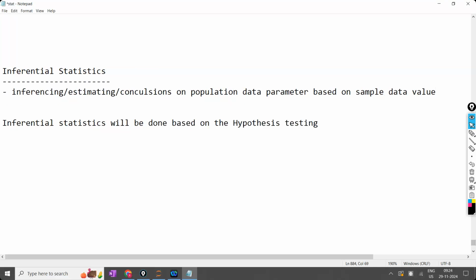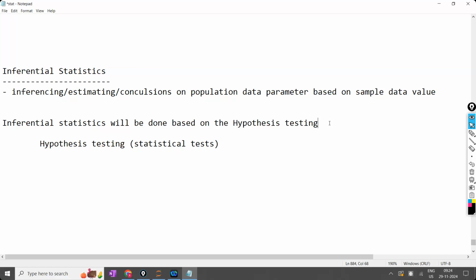Hypothesis testing is also called a statistical test. Hypothesis testing means applying various statistical tests. This is called hypothesis testing. You are applying the various statistical tests, and based on the test, we are going to conclude.